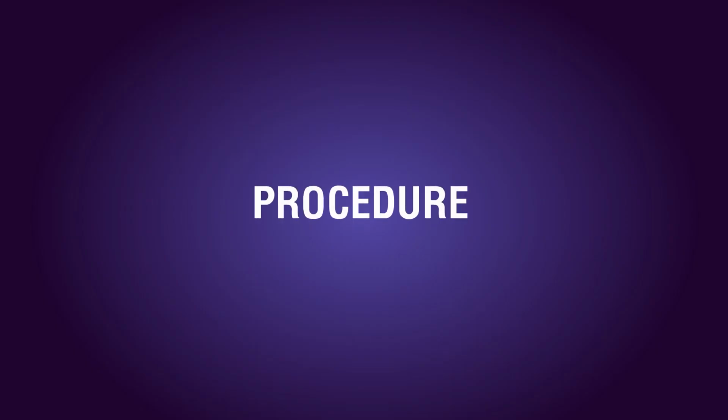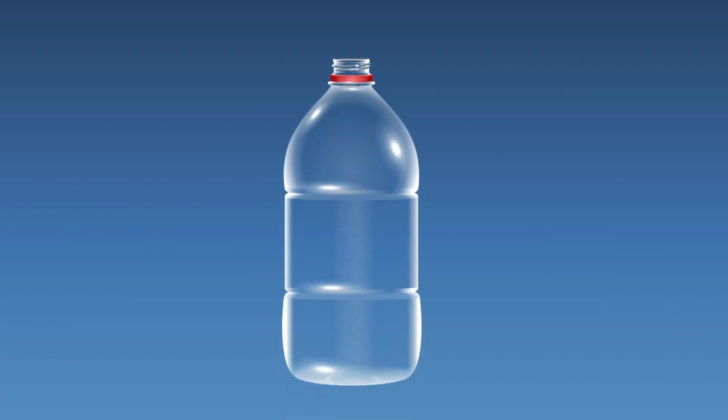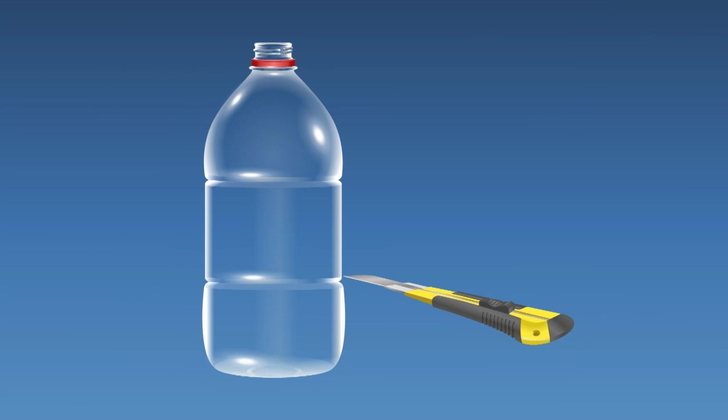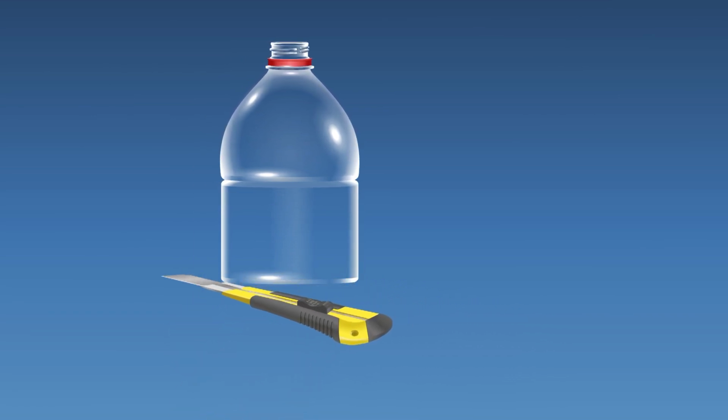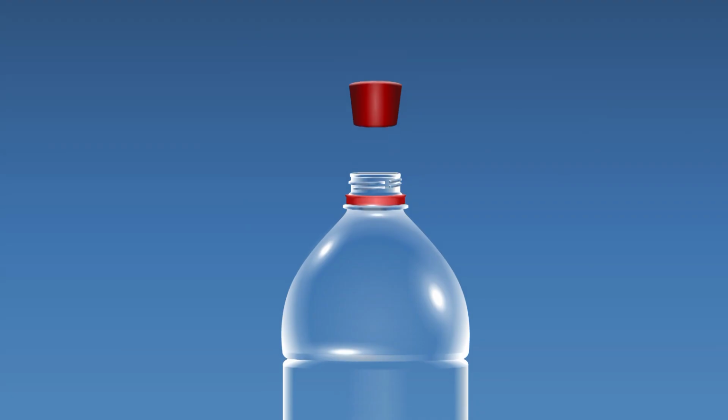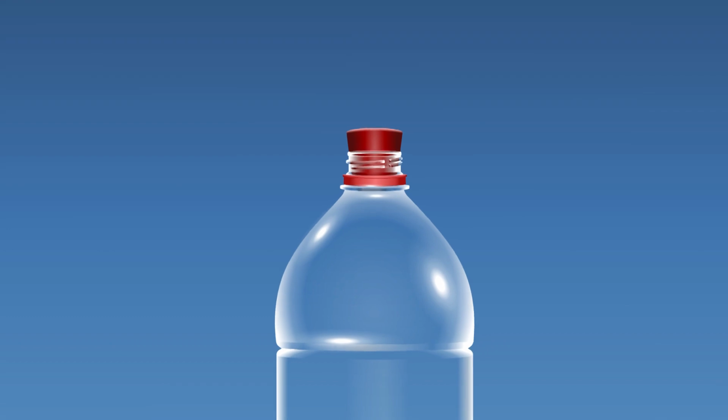Procedure: Take a wide-mouthed plastic bottle and cut the bottom of the bottle with a blade. Take a 1-holed cork and tightly close the top of the bottle with the cork.